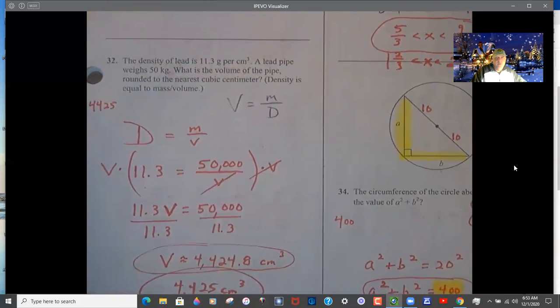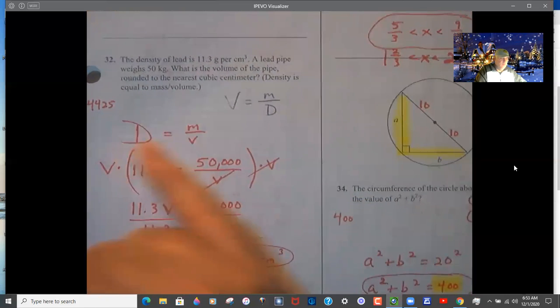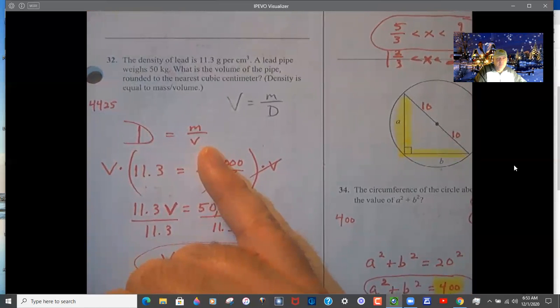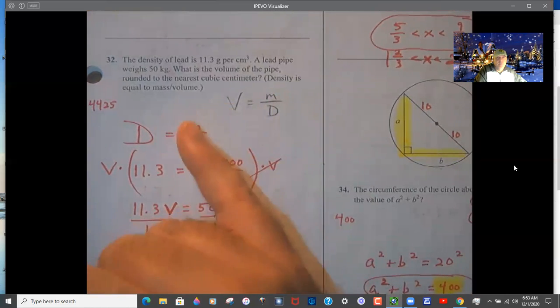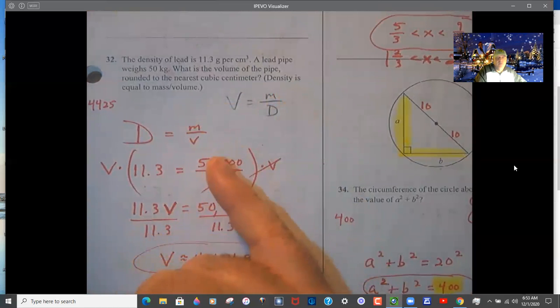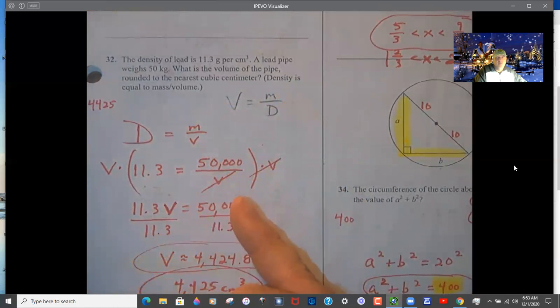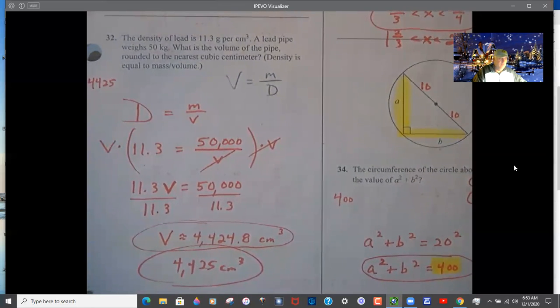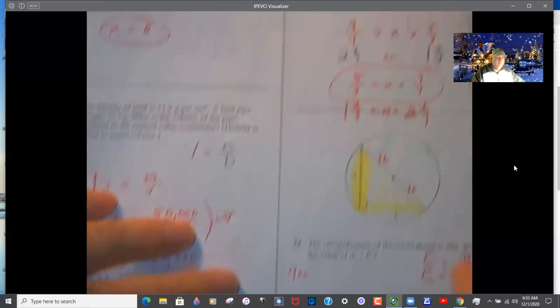Okay, here, another denominator elimination game. So this is what you're given. You can look that up. Density is equal to mass over volume. So you don't have to because they give it, but you need to eliminate, multiply both sides by V and then solve it. So 4425. This is the part of the test that you would just record the answer on also.